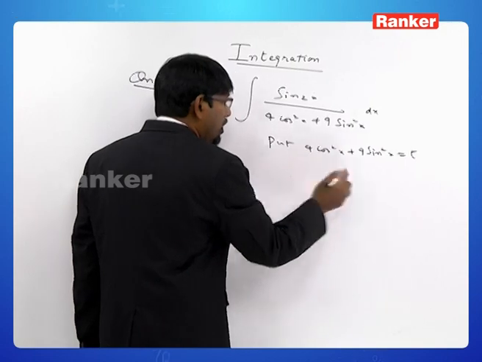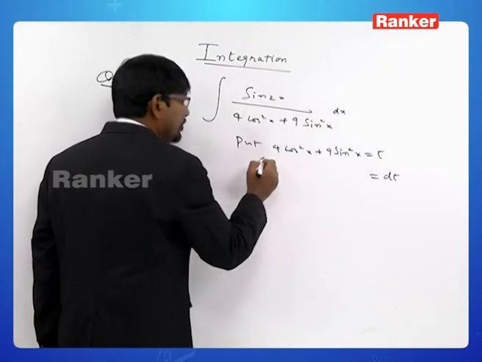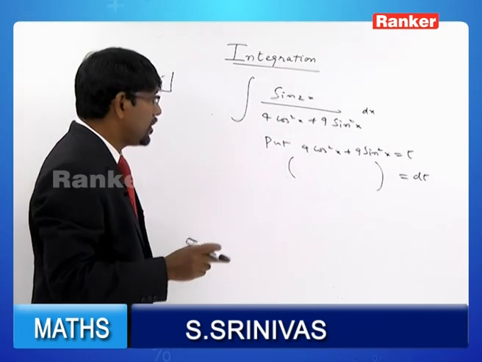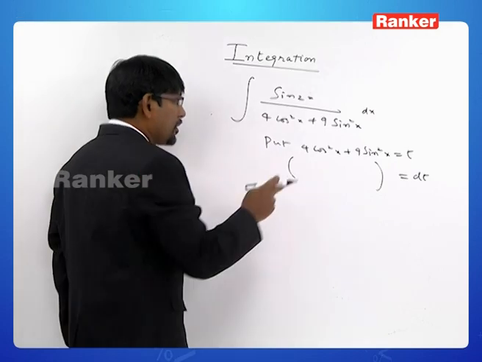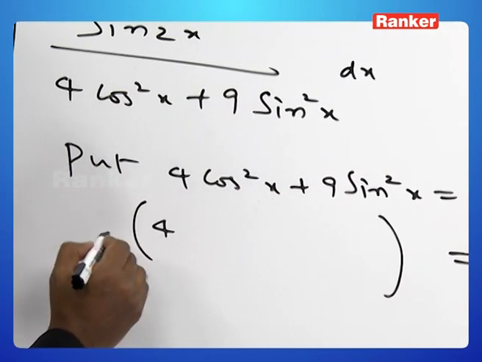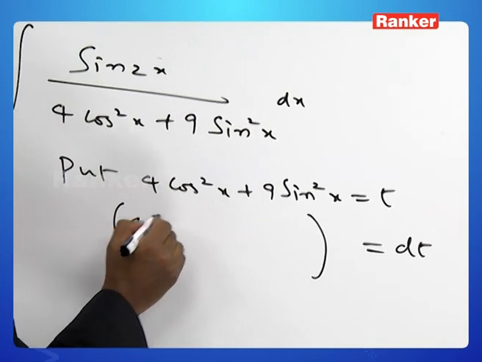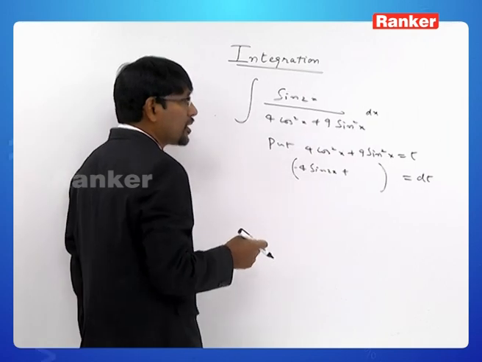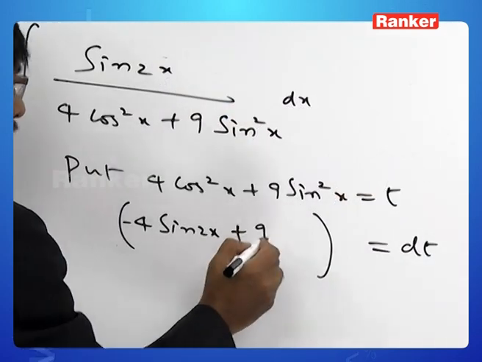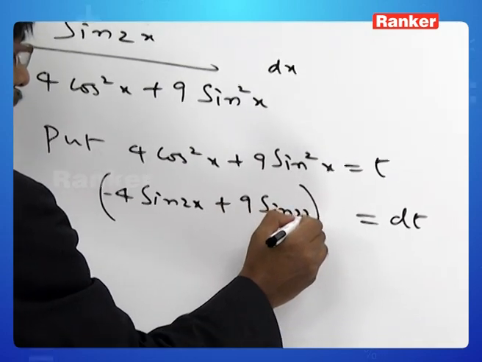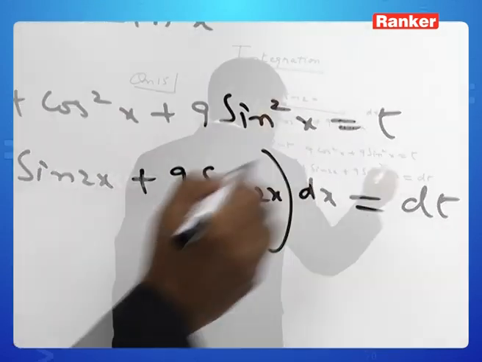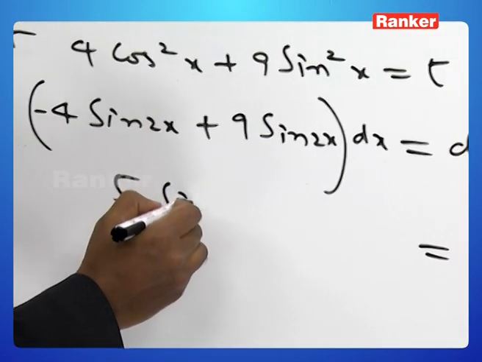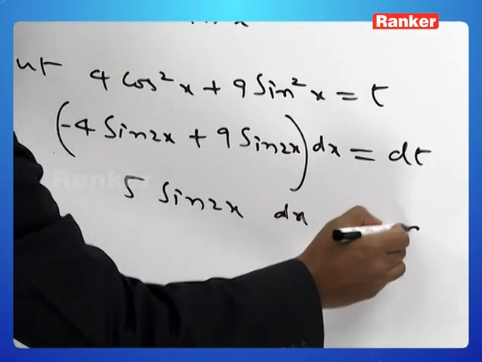Then on differentiation, what do we get? dt. Here we have, what is the derivative of cos square x? Minus 2 cos x sin x. That makes it minus 4 sin 2x, whereas the derivative of sin square x is sin 2x. So, that makes it 9 sin 2x dx. Therefore, what do we have here? 5 sin 2x dx is equal to dt.